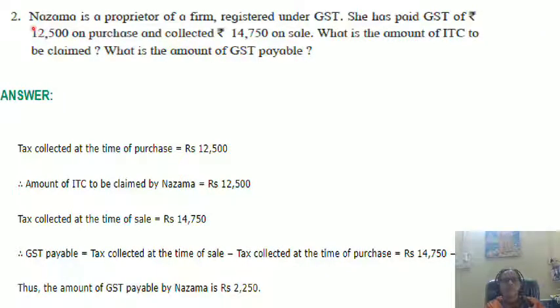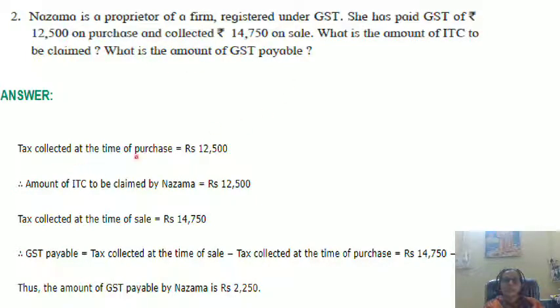Second question. Nazma is a proprietor of a firm registered under GST. She has paid GST of rupees 12,500 on purchase and collected rupees 14,750 on sale. What is the amount of input tax credit to be claimed? And what is the amount of GST payable?